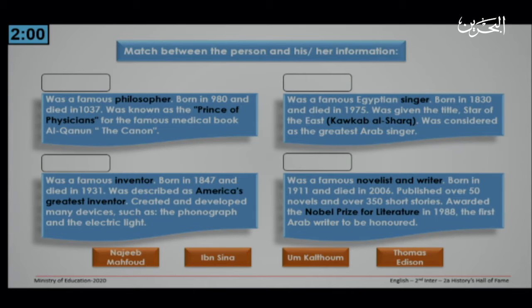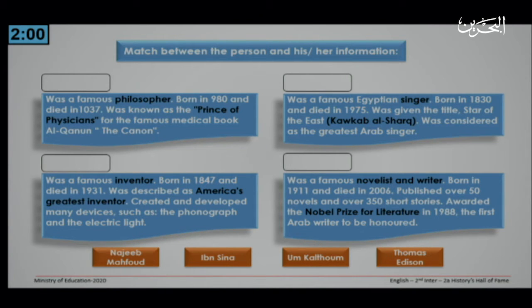The next one was a famous inventor born in 1847 and died in 1931. Was described as America's greatest inventor, created and developed many devices, such as the phonograph and the electric light. The third piece of information was a famous Egyptian singer born in 1898 and died in 1975, was given the title Star of the East, in Arabic, Kawkab al-Sharq, was considered as the greatest Arab singer.